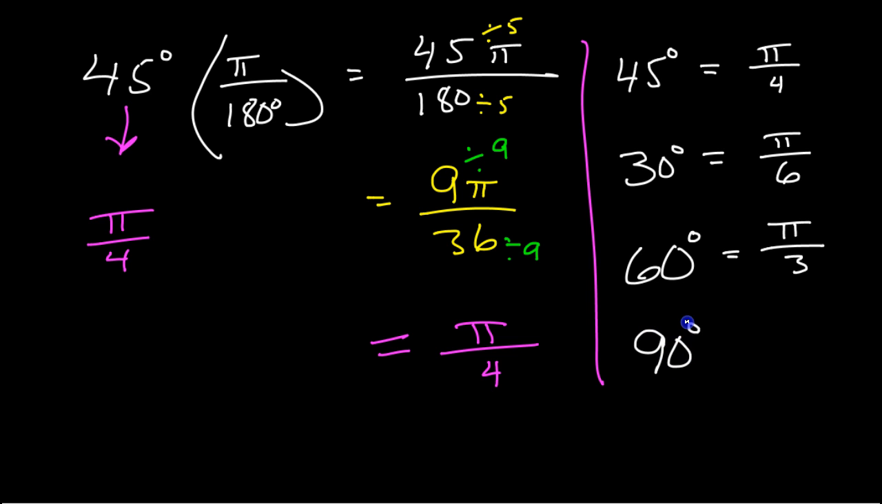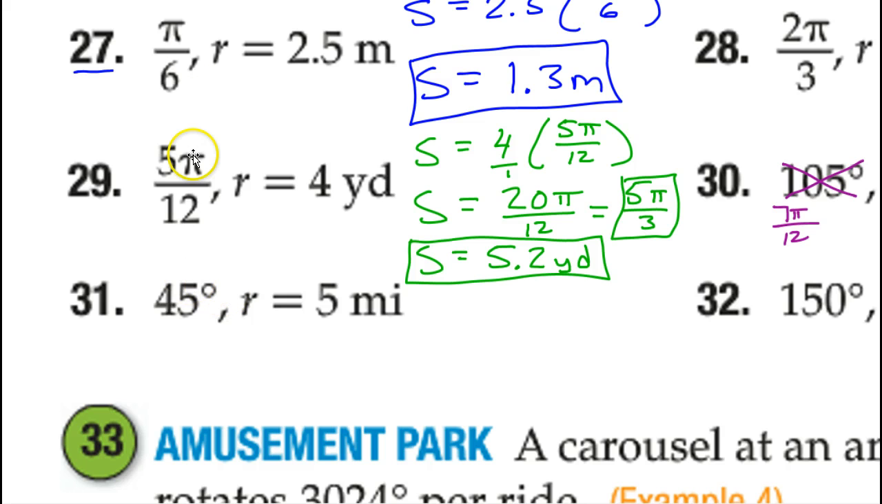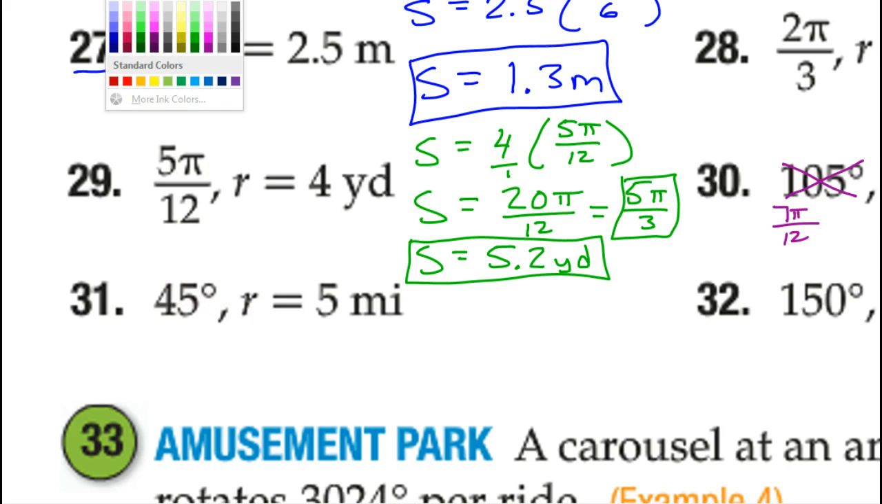What about 90 degrees? What's that? That's pi over 2. Make sure you have that memorized. What about 180 degrees? Yeah, that's pi itself, the big kahuna. And of course, the whole shebang, 360 degrees, that's 2 pi. Every single one of these things you should just have memorized. Anyway, back to the problem at hand.